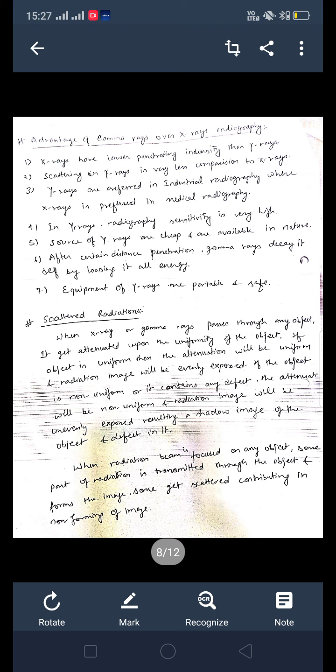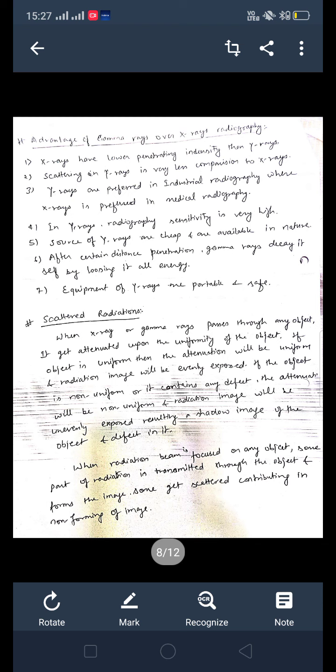Equipment of gamma rays are portable and safe. So safety is a very important point of view, very important for the human worker or operator of the system. So safety is very important, and portability is a very important part. So these are the points related to gamma rays and X-rays, the advantages of gamma rays over X-rays. So my dear students, keep in mind these points are very important to learn.